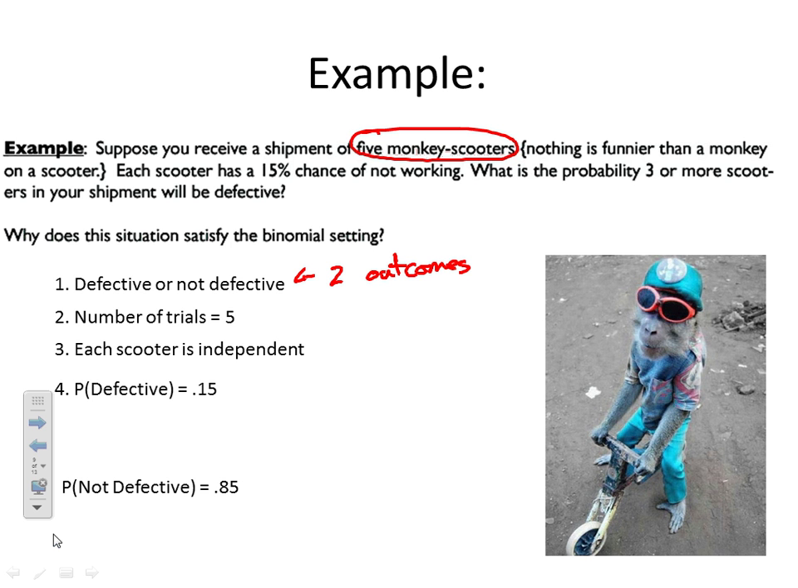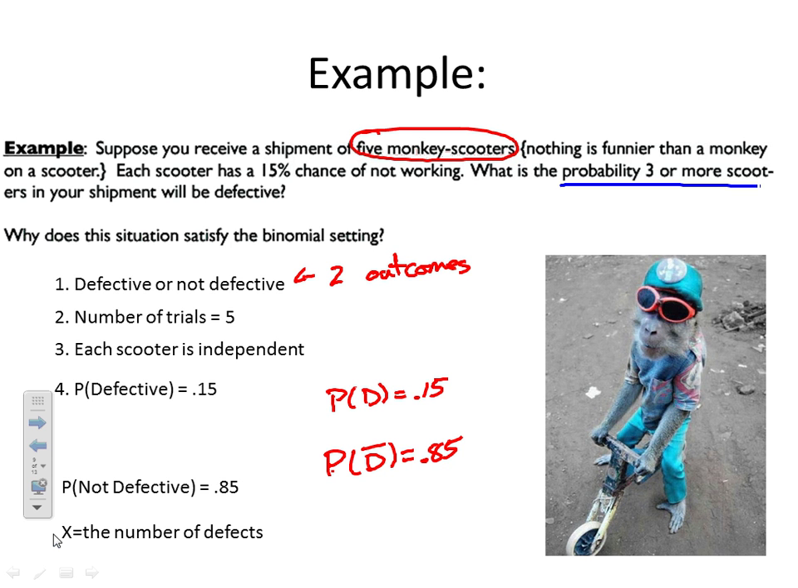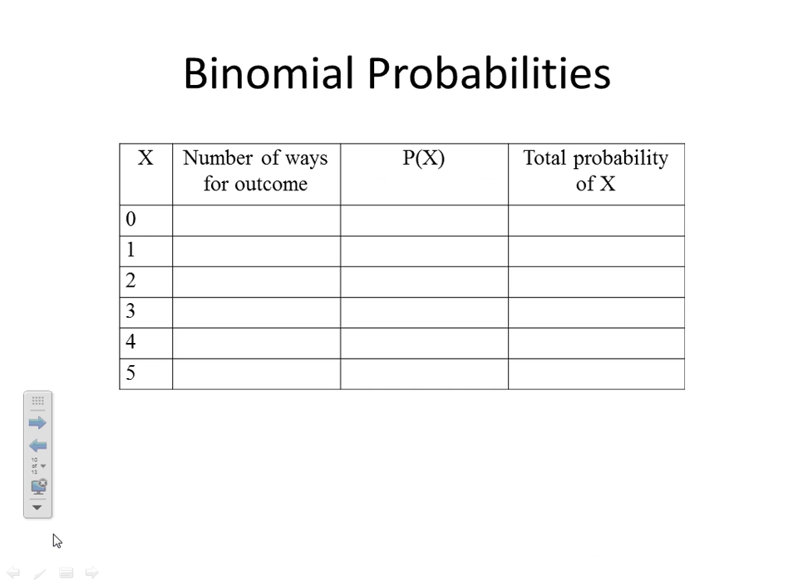A couple other quick notes. So the probability that it doesn't work: we have the probability that a scooter is defective is 0.15. Well, that means that the probability of not defective equals 0.85. And so in order to do this question, what's the probability 3 or more, we're going to go ahead and come up with our distribution table. And so we'll set x as the number of defects. So first things first, how many ways can we come up with? Again, x equals number of defective.